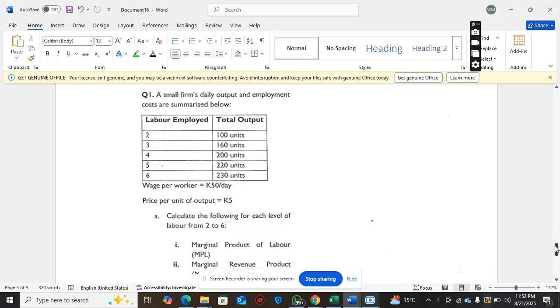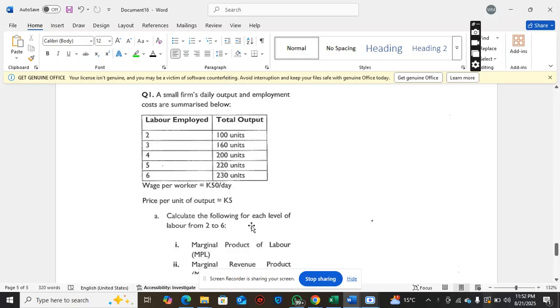Okay, says a small firm's daily output and employment costs are summarized as follows. Labor employed 2 workers, total output 100 units, 3 workers 160, 4 workers 200, 5 workers 220, 6 workers 230. Wage per worker per day is 50 kwacha per day. Price per unit of output is 5 kwacha.